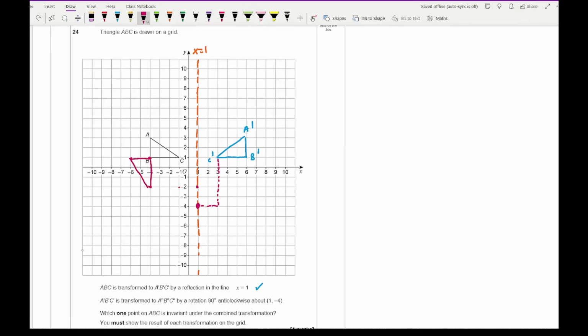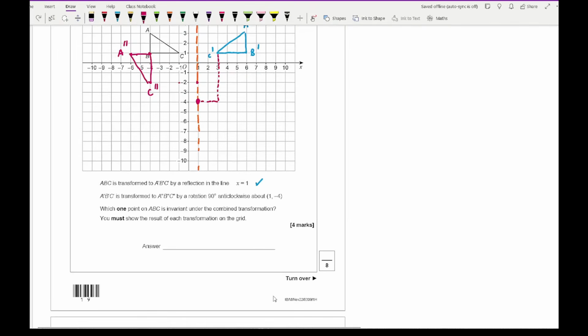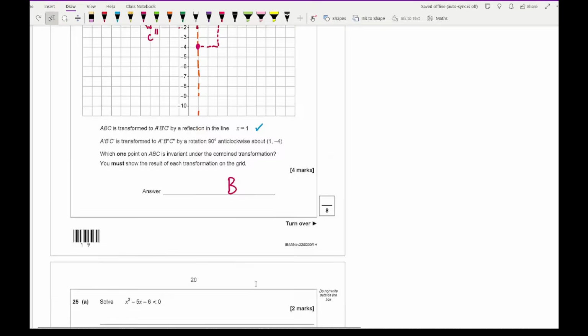And then it says which point A is invariant to the combined transformation. So you can see that B is going to be the same. So therefore, if I just label this as A double dash, and that's going to be C double dash, and so the point that's invariant is going to be B, which doesn't move.